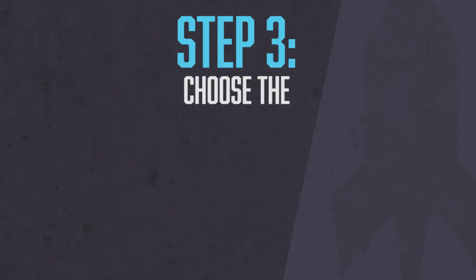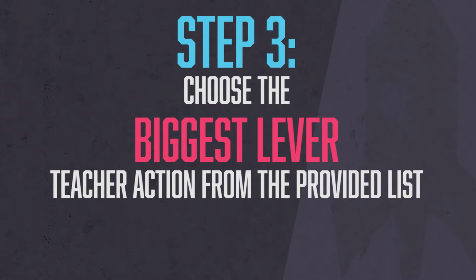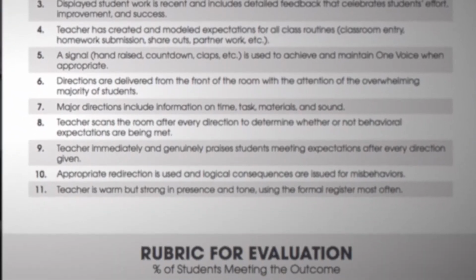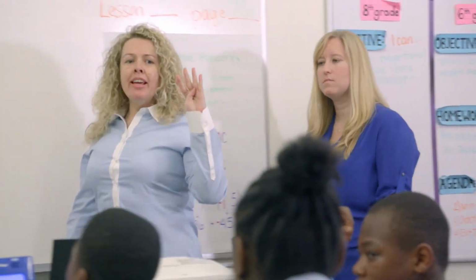Step 3. Choose the biggest lever teacher action from the provided list in that strand. There may be multiple teacher actions that will increase student outcomes. Choose the most important one. For instance, don't train a teacher on checking for understanding if they're not modeling effectively. In this case, checking for understanding is not the biggest lever. It's the modeling on the front end that needs to improve.